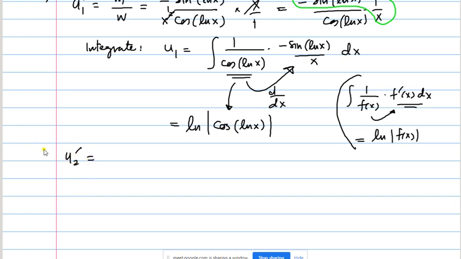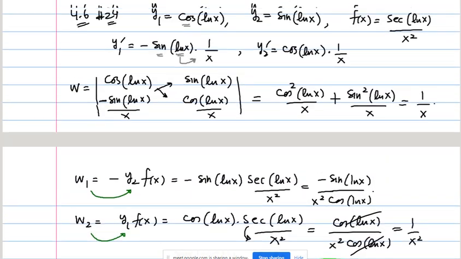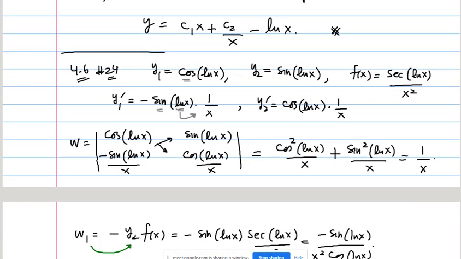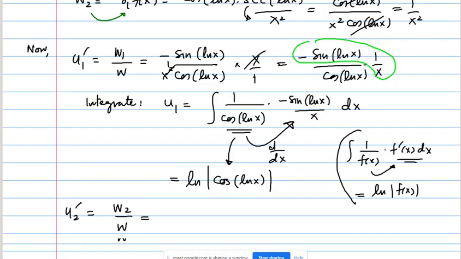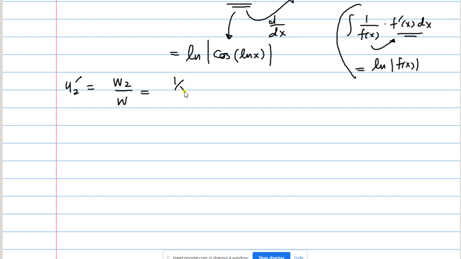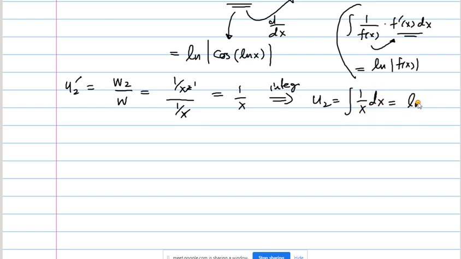Now u2 is w2 by w. Let me see what my w2 is. W2 is 1 over x square, and w is 1 over x. So one x will cancel, and you just get 1 over x here. Now if you integrate this, you get u2 is equal to the integral of 1 over x dx, which is log of x.